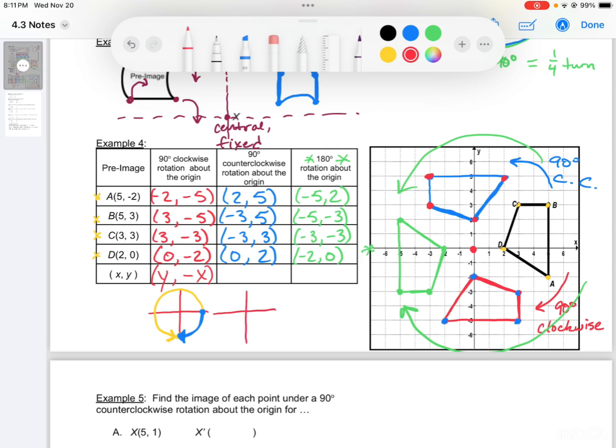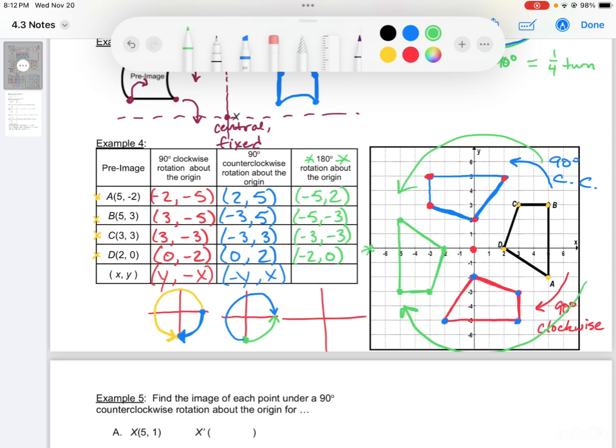For the next, same thing here. If you took a point, let's just say it's down here, and we moved it 90 degrees counterclockwise, that would be the same thing as 90, 180, 270 clockwise. And so the rule for this is you're going to swap your X and Y, but your Y will be negative.